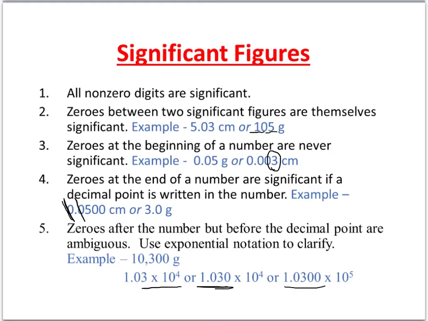Same thing in this last one, 1.0300 times 10 to the 5th. Basically here we know that all three zeros are significant because of the decimal, and this 0 is held captive, right? So memorize those rules, make sure to practice that.